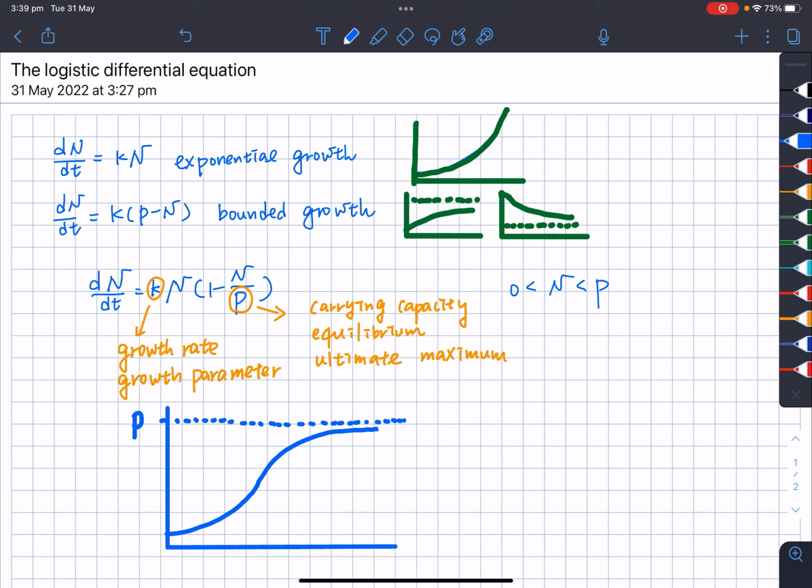So you will find that the characteristic of the logistic differential equation is, when t is on the horizontal axis and N on the vertical axis, when t approaches infinity, N will approach the carrying capacity.